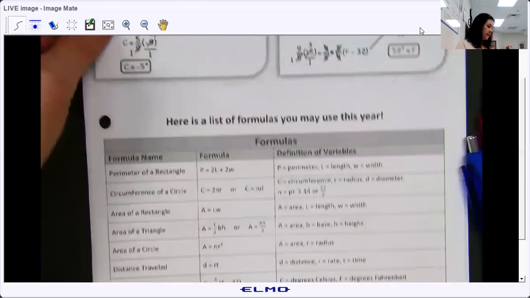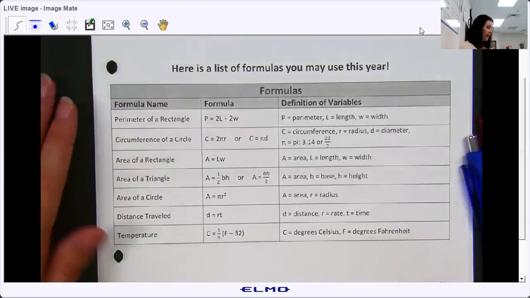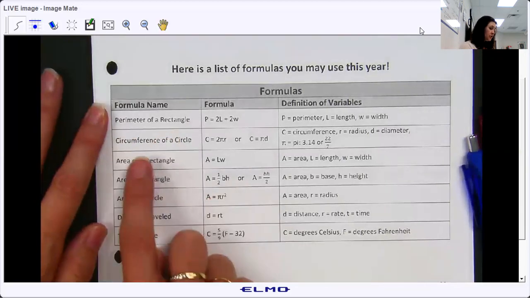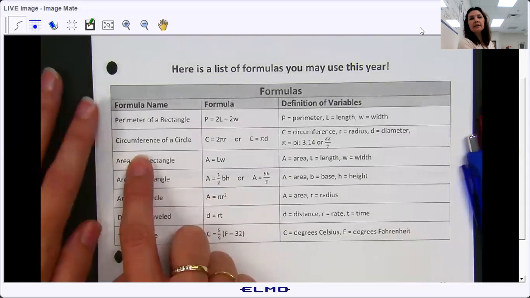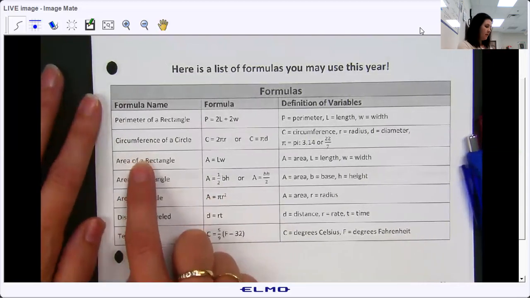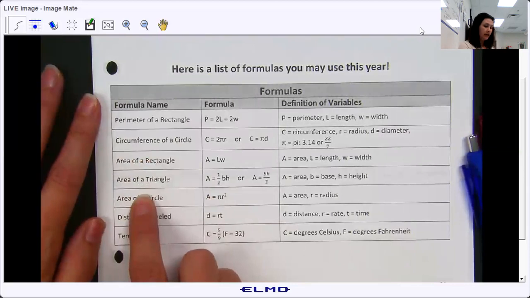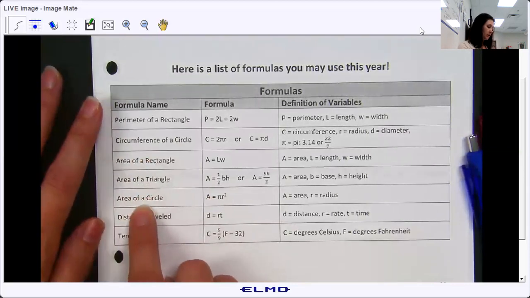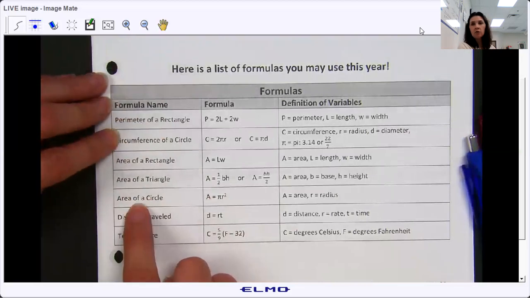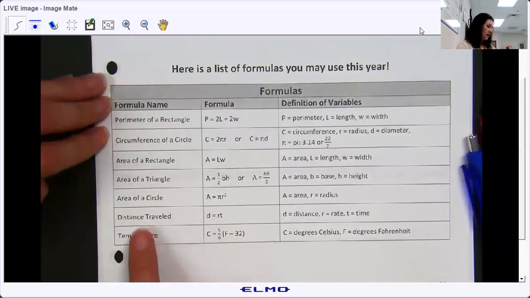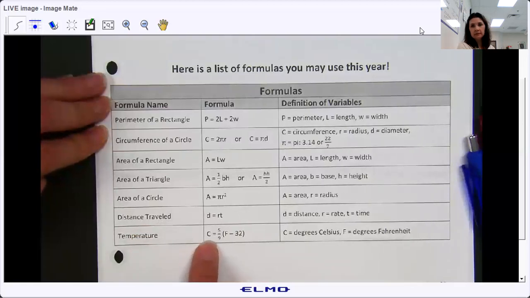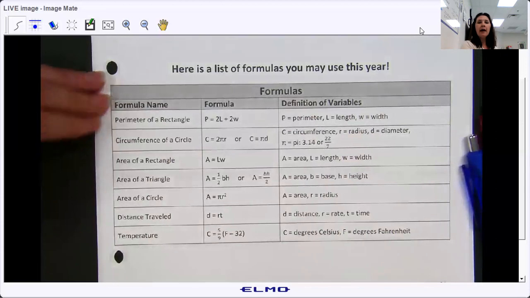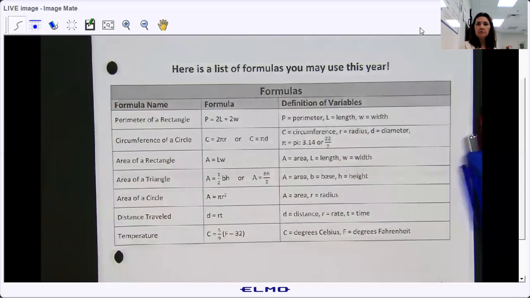Down at the bottom is a list of formulas. We have perimeter of a rectangle, circumference of a circle. Circumference of the circle is the same as a perimeter of a circle. Area of a rectangle, area of a triangle, area of a circle. A lot of times people will get the circumference and area of a circle formulas mixed up, so be careful with that. Distance formula and temperature, which in this case it's set equal to Celsius. Sometimes we may need to refer back to this, and you will have a quiz on all of these formulas coming up, so make sure you are familiar with these.